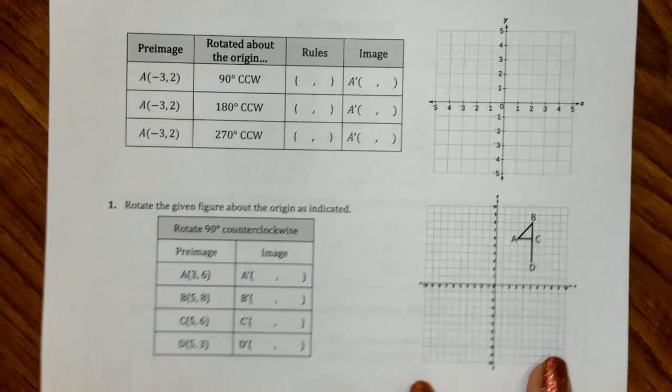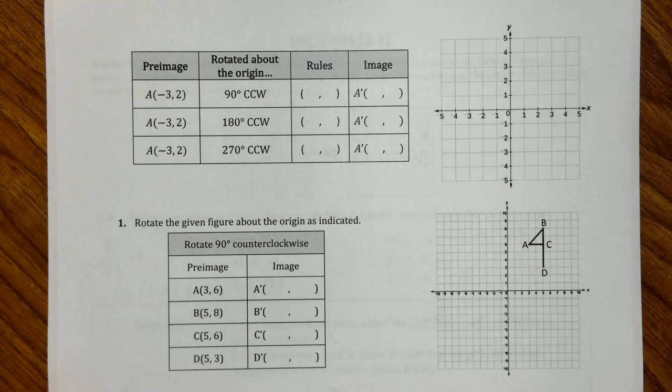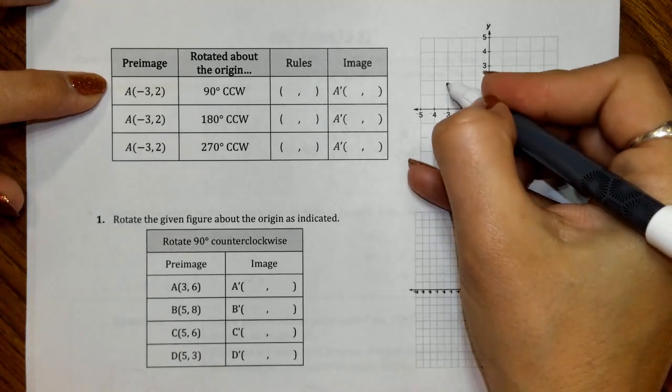All right, so on our next page, we just have 3 quick examples to take care of here. Let's look at the first one. We are going to take point A, which is at -3, +2, and we're going to rotate it all directions that we just talked about. Let's go ahead and plot point A, -3, +2.